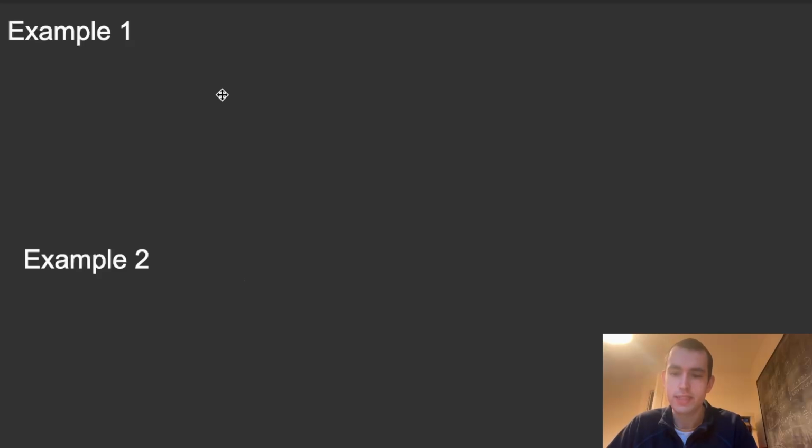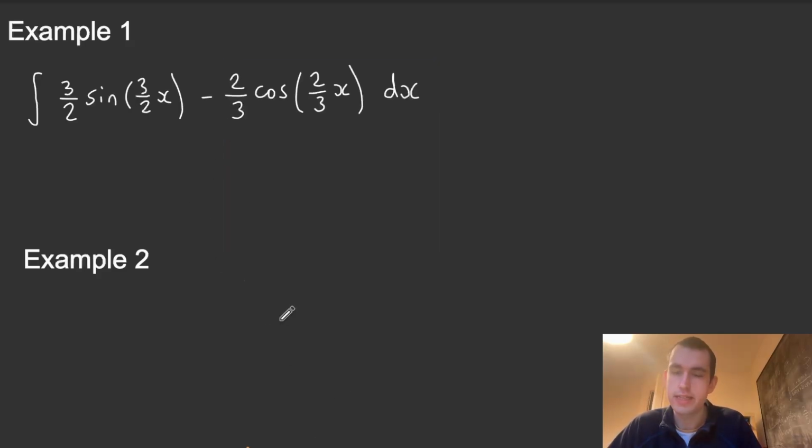Now for some examples. Firstly, we're going to integrate this lovely expression. So we recognise the rule. We see the sine, we know its integral is going to be minus cos, but divided by the k, which in this case is 3 over 2. The 3 over 2 at the front is going to stay where it is, because that's just constant. So we're going to get 3 over 2 lots of minus 1 over the k, which is 3 over 2, lots of cos 3 over 2x. We'll simplify that in a second.